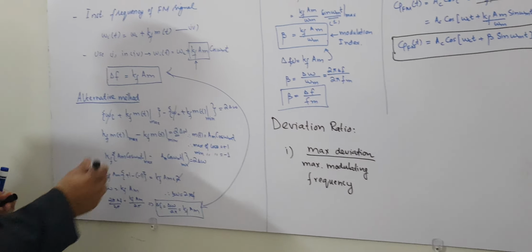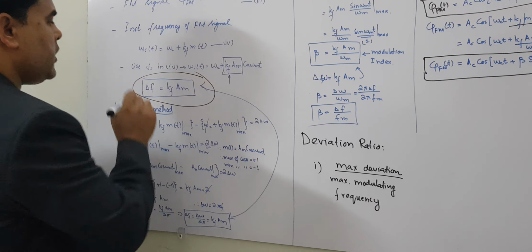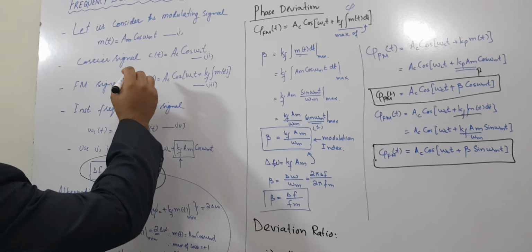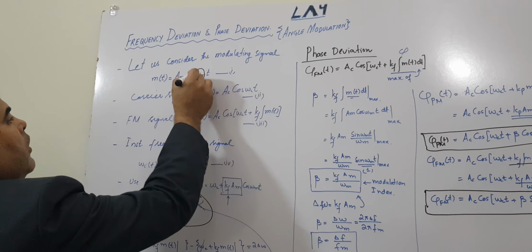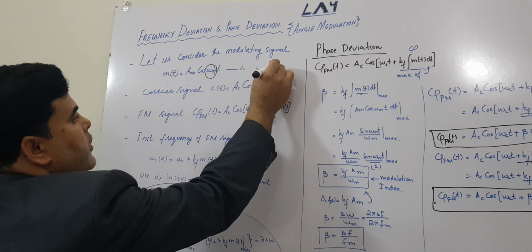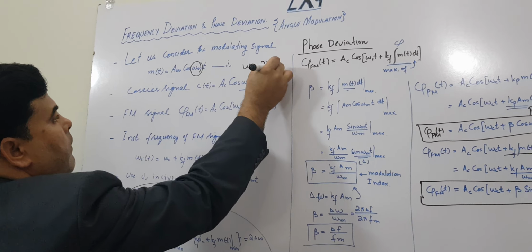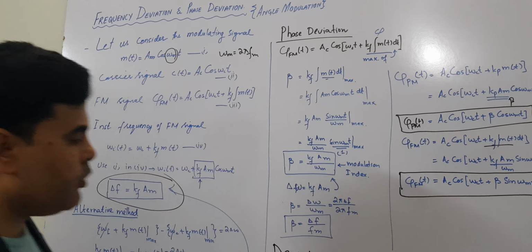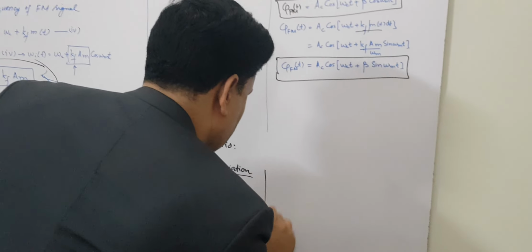So this is your maximum frequency deviation. And in case of single tone modulated signal, so that is your maximum frequency. So your omega m is equal to 2 pi f of m. So that is the maximum frequency of the modulating signal.